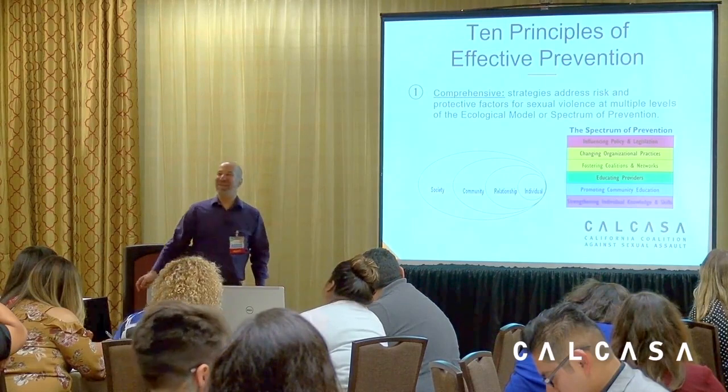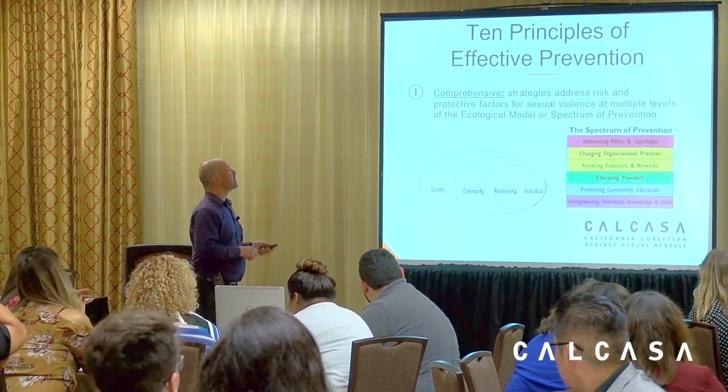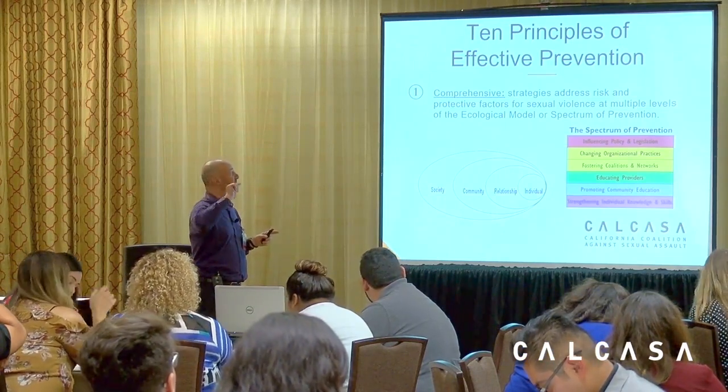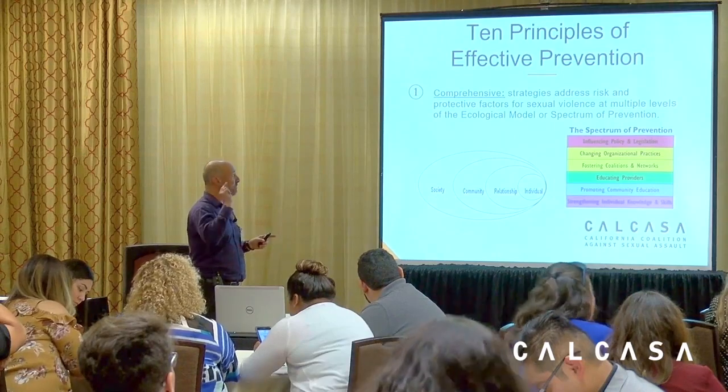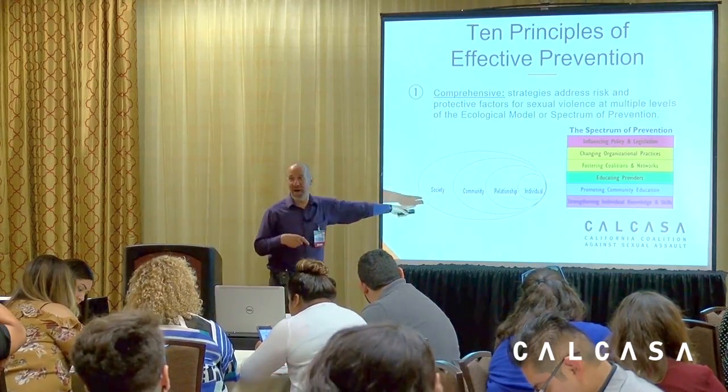Comprehensive. Just so you love it, we reviewed it last night. We've done this before. So the first one is about being comprehensive. You have to have strategies that address risk and protective factors at multiple levels of the ecological model of prevention. This is called the ecological model.